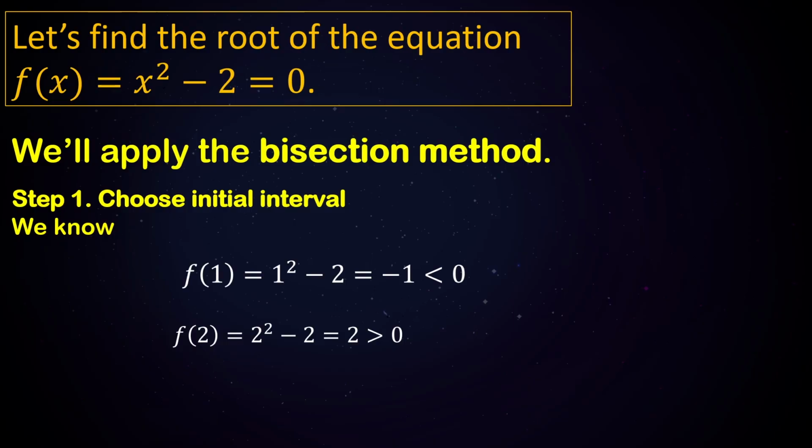Say another value, that means b equals 2 squared minus 2, that is greater than 0. That means there must be a root between 1 and 2.